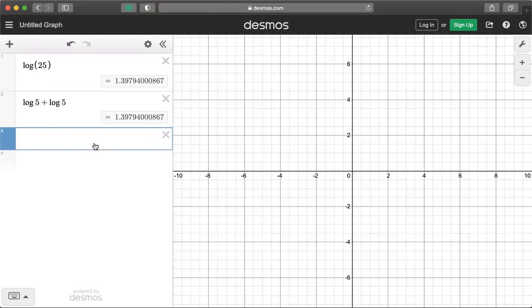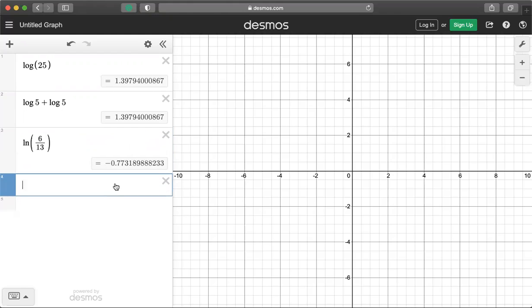Let's try the division rule. So let's do ln this time. So ln is log base e. If I take something like 6 over 13, I get this very strange number here, negative 0.7731. But now I'm going to put ln of 6 minus ln of 13. And you can see I got the same answer.